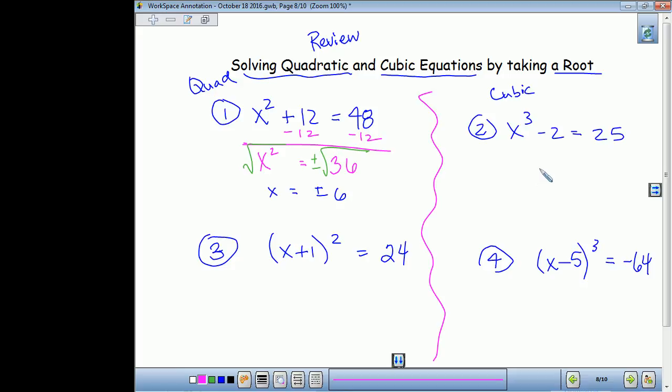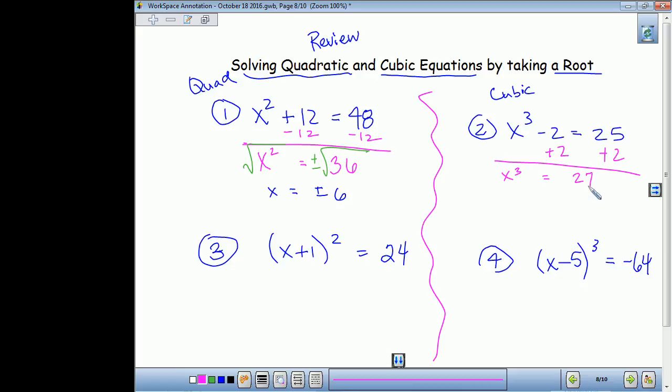Okay, so on number 2, this one's a cubic, but it works the same way. We want to isolate or get the cubed part by itself. How would we do that? Add 2, and then we have 27. Another very nice problem.